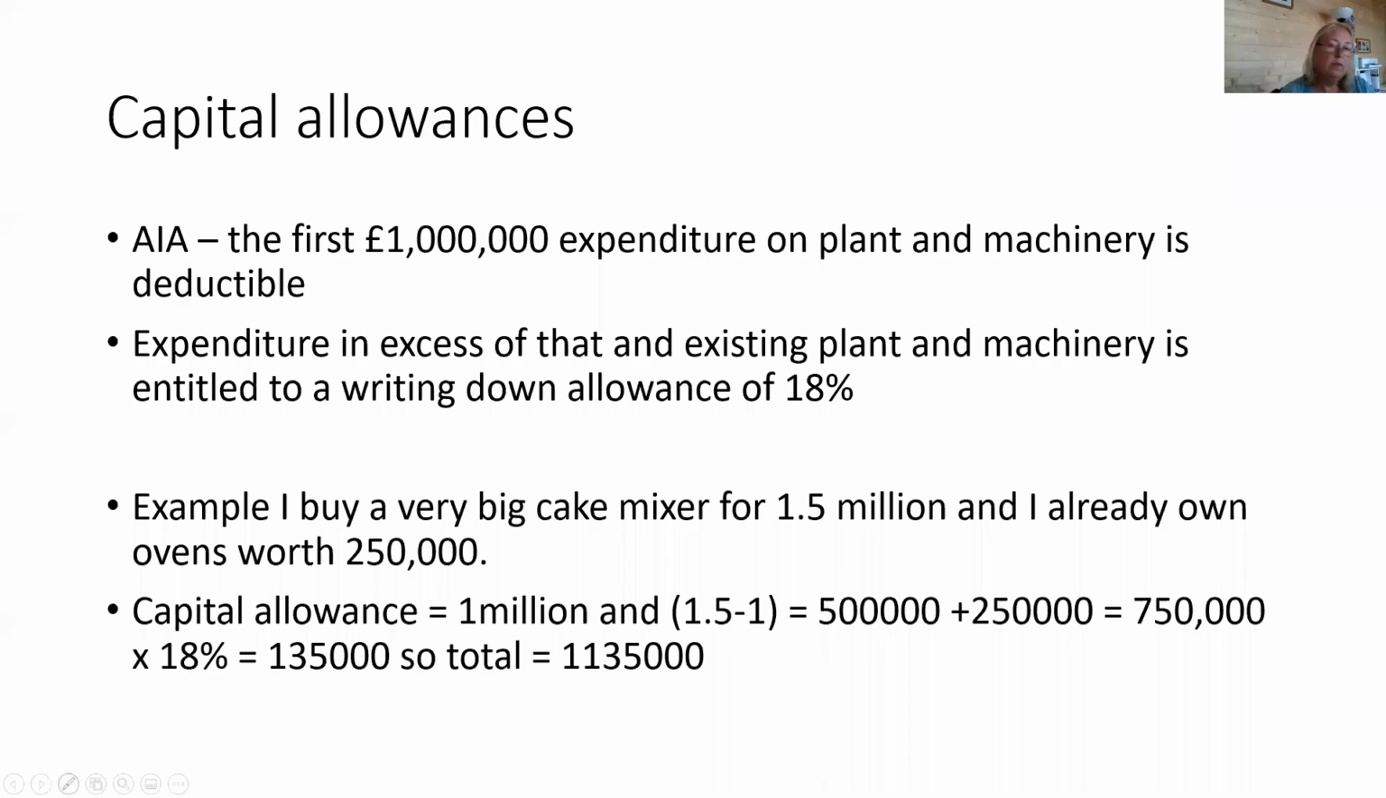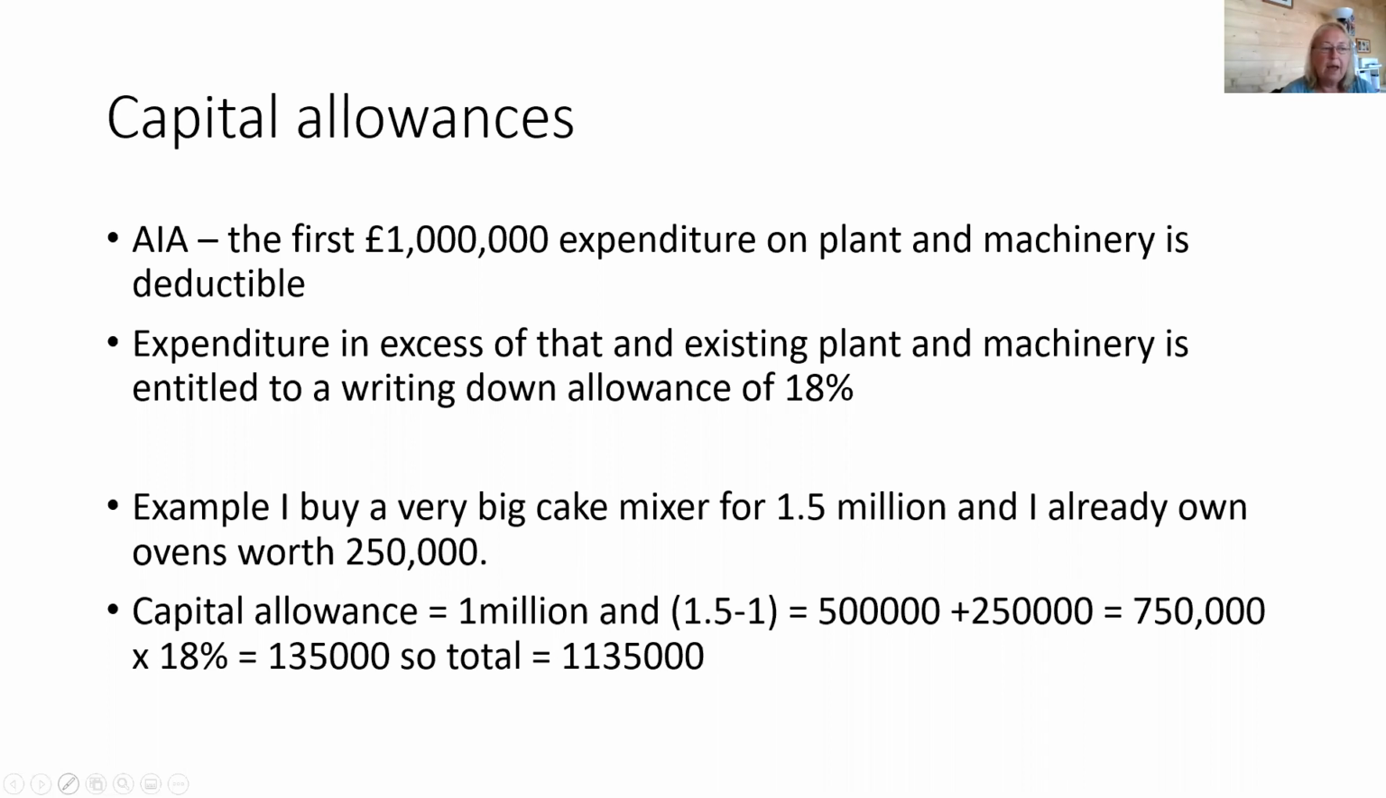So with capital allowances, at the moment for plant and machinery, you've got two types of capital allowance. The first one is the annual investment allowance. That means that if you spend up to £1 million on plant and machinery, then any amount up to that £1 million is deductible. That means that you can use it to reduce your income profits that you're going to be paying tax on. Okay. If you buy something that's more than £1 million, then you would get the normal writing down allowance, which is 18% on plant and machinery in excess of £1 million.